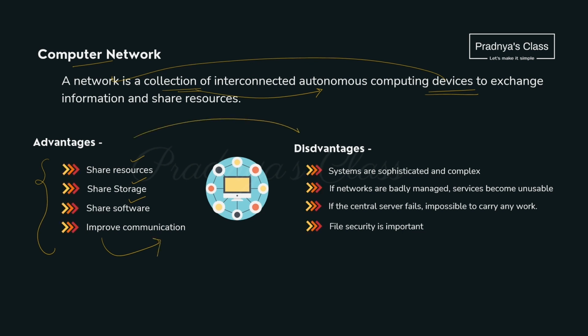Are there any disadvantages regarding network? Yes, the system in the network should be sophisticated and complex. If it is not managed properly, the services become unusable. In case of client-server design, if server fails, we cannot carry out any work. And file security is also important over the network.